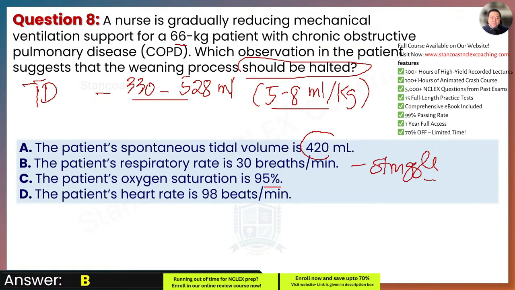So, when you're being asked this type of question, I want you to look for the sign that suggests distress or failure. And again, letter B reflects respirations of 30. This is already indicating that the client is struggling. The tidal volume, oxygen saturation, and heart rate can also give supporting clues. But then again, go back to the sign of distress that is in letter B.